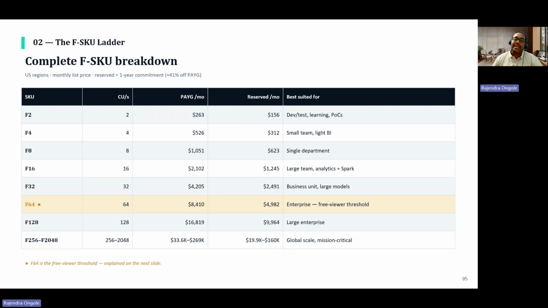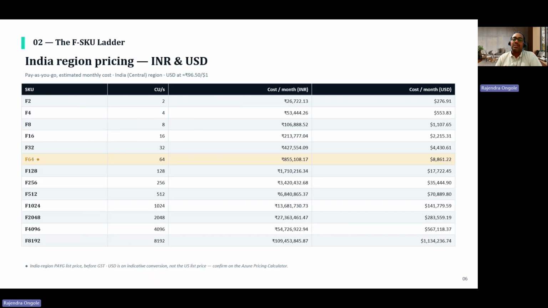So we need not pay an additional license for the others. If you consume the capacity like an F64, the stakeholders do not require any license. They can view a report at no cost. F128 and above, if you are purchasing those SKUs, no need to pay, the free viewer threshold is already included there. This is how the cost pricing has to be added.